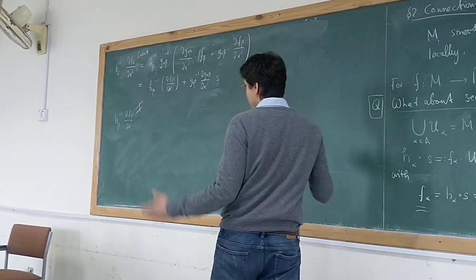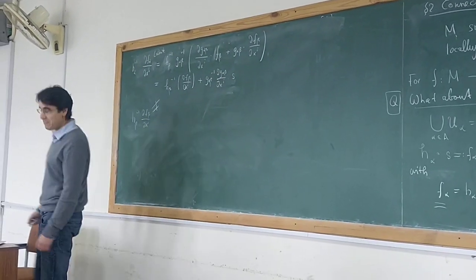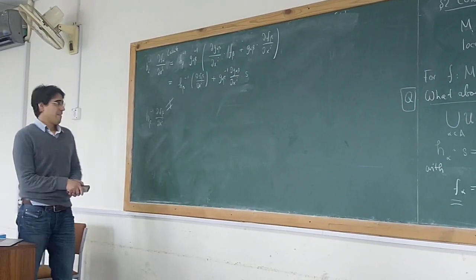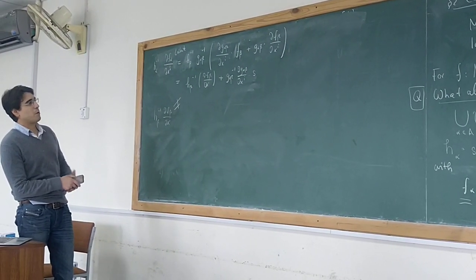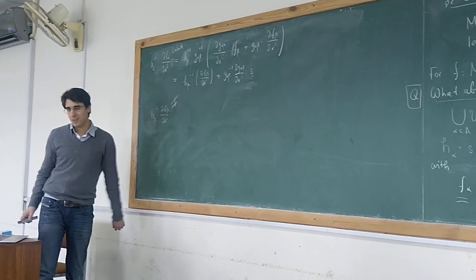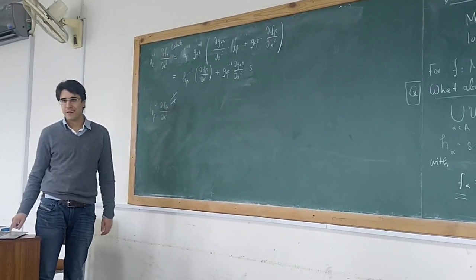Okay, so it seems everything's over. There's no way to find a derivative. As always in mathematics, you can turn a problem into a virtue. So you realize there is this problem, and let's see how to fix it.